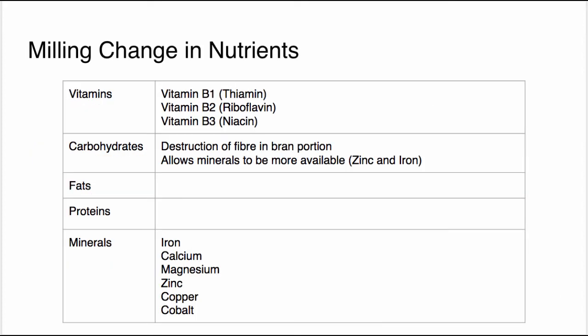The changes in nutrients during milling involve the loss of vitamin B1, B2, and B3. It destroys the fiber in the bran portion, and the fiber actually binds a lot of different minerals, so this allows zinc and iron to be more available, as well as a whole bunch of other minerals listed here.